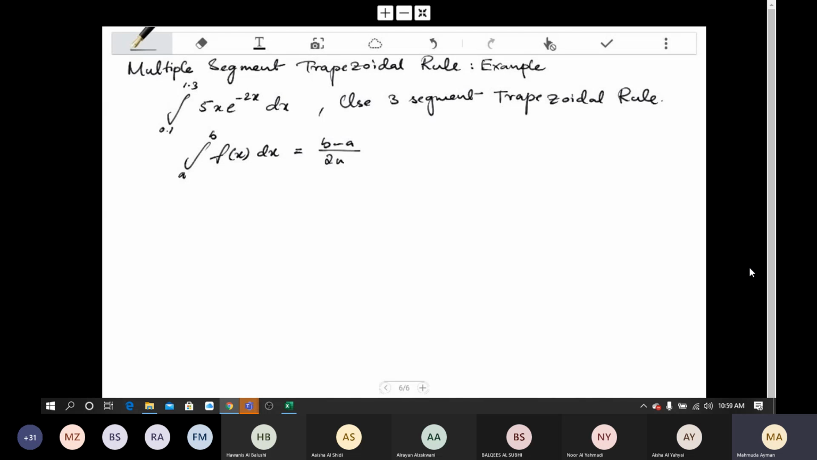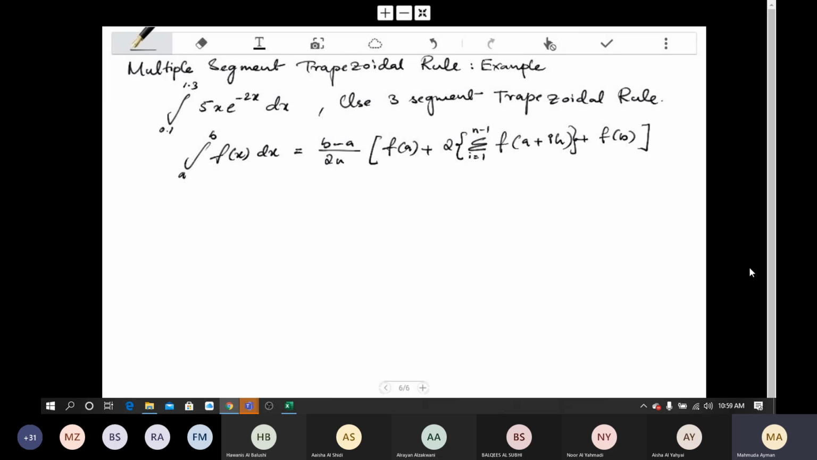So here the formula is this one here times f of a, correct, Bashir, plus 2 times, okay, our bracket doesn't look good, sigma from I is equal to 1 until n minus 1 of the function a plus I times h, plus f of b. Okay, Majid, why 4.33?